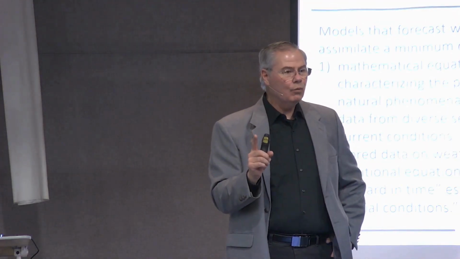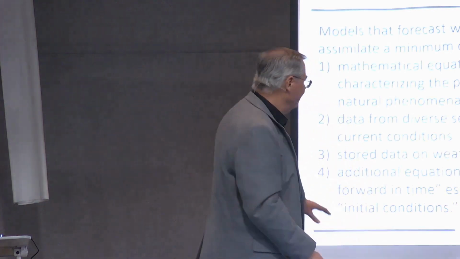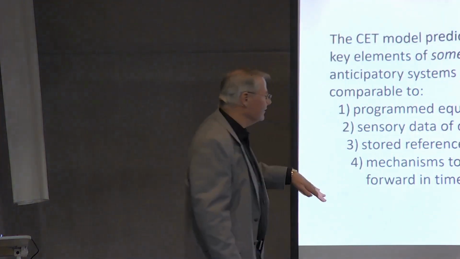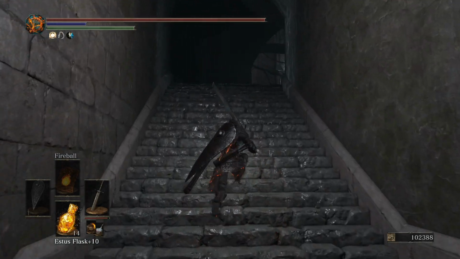Okay, what am I predicting are going to be in creatures? Guess what they think? They're going to have these things. I predict that when we reverse engineer these creatures and we start to really figure out what's happening in their anticipatory systems, we're going to find programs, equations. We know that they have sensors, which are taking in data all the time. I'll bet we're going to find there's some stored reference information and there's mechanisms which enable them to step forward in time.